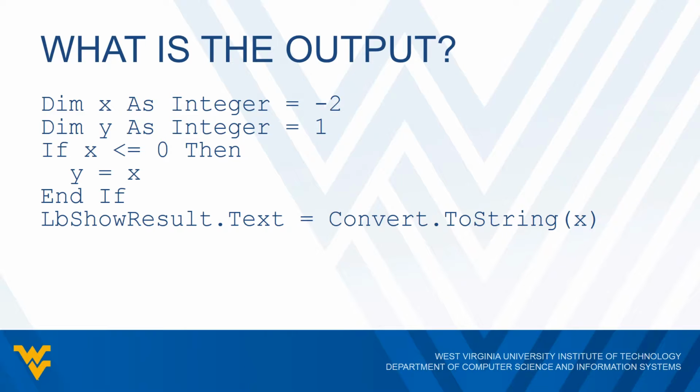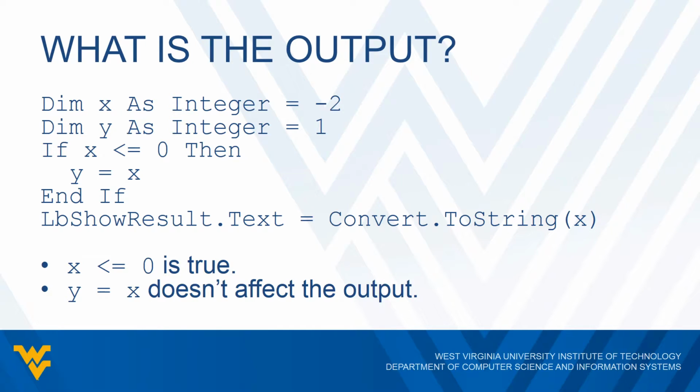So here, we're comparing x less than or equal to 0. X is -2. Therefore, x less than or equal to 0 is going to be true. So we're going to set y to x, but notice that we're still converting x to a string. So even though we go inside the then portion of our statement, the assignment of storing x into y doesn't really have any impact on the output at all. We're changing y, but we don't use y later on. So in this case, the output's going to be whatever x originally was, which is -2 in this case.